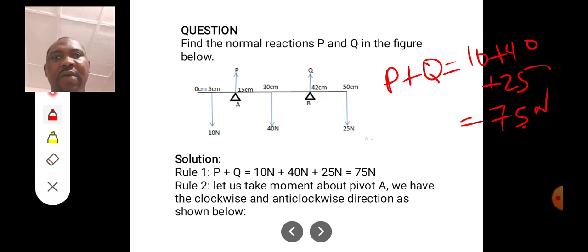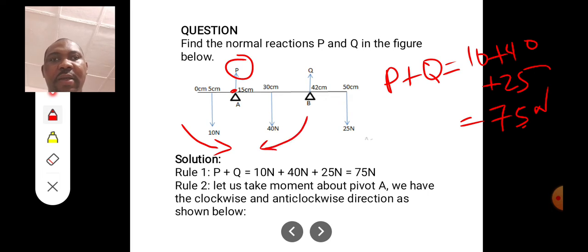So if we are working with reference A, it means that P does not have a moment. Let's direct all the forces towards the pivot P. This one would go this way. This one will go this way. This one will go this way towards P, the pivot. Even Q will go this way. Now that's towards the pivot.